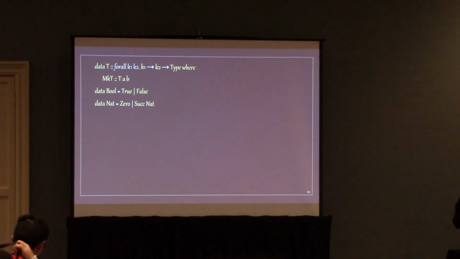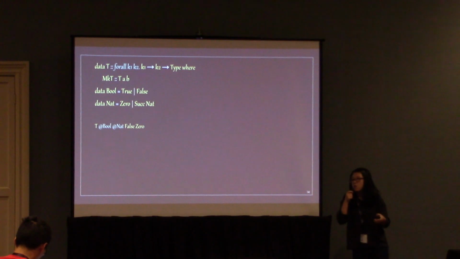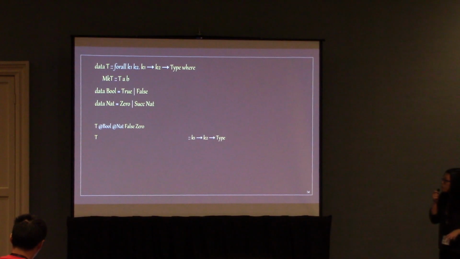And say I have this written out. How do I type check it? How do I make sure that my visible kind application is working as I want it to? So let's look through the process. So here, if you check the kind of T, it will be K1 to K2 to type. Oh, it should be forall as well, I forgot to put it in.